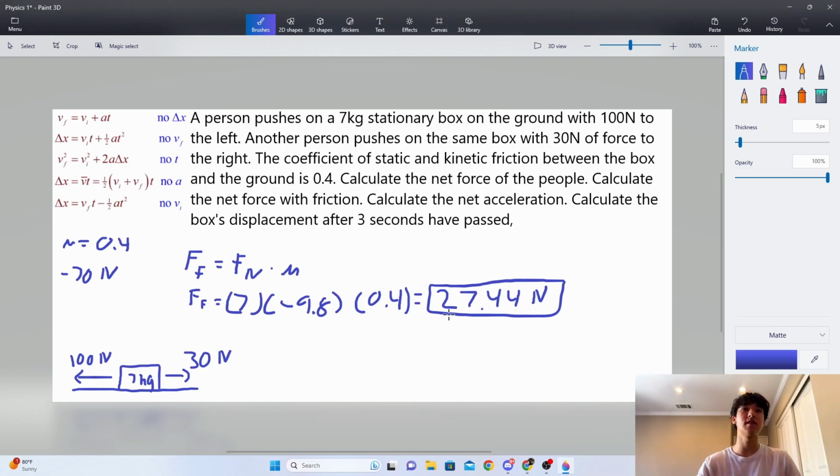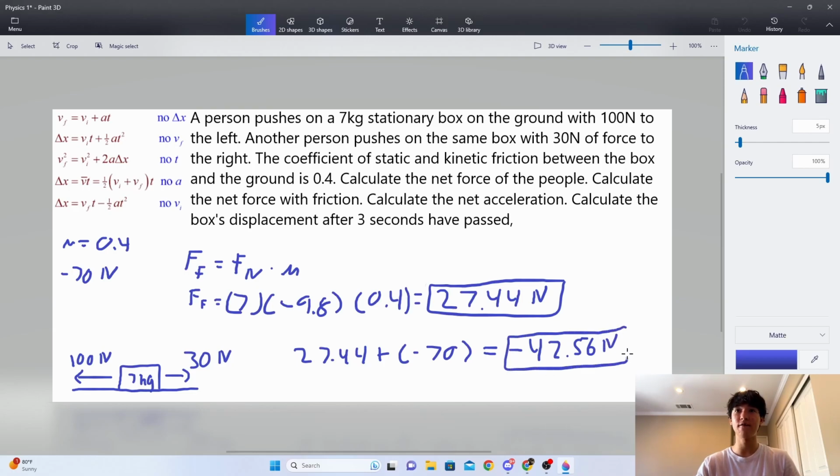So very simple stuff. Now we want to find the net force with friction. So this is our frictional force, and we just literally have to add this to our negative 70 to get negative 42.56 newtons. So our net force is negative 42.56 newtons, which means there are 42.56 newtons still going to the left despite the opposing frictional force.